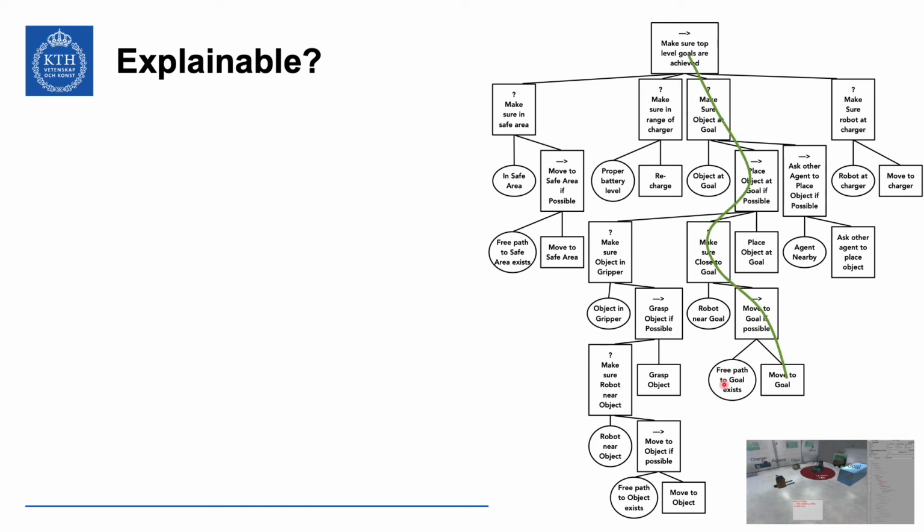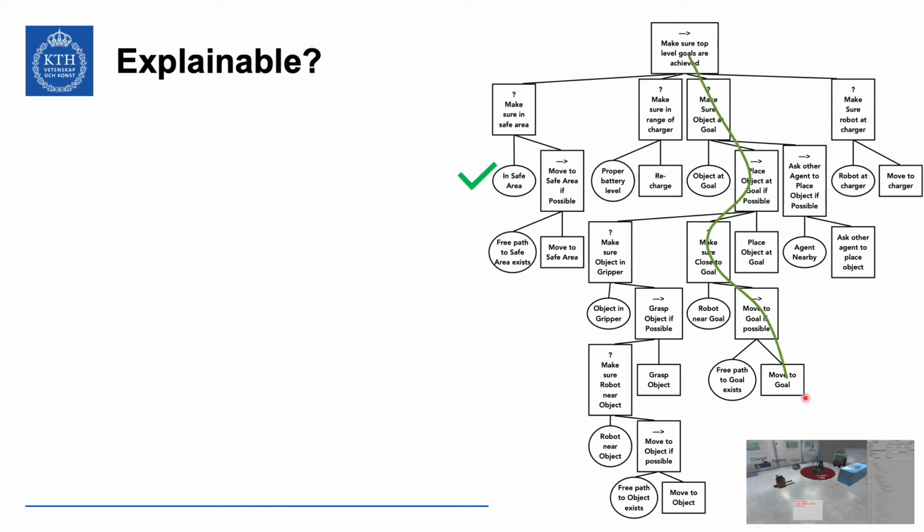So another example, we looked at move to object here. Let's look at move to goal here. Why are we moving to the goal? Well, to make sure we're close to the goal, to make sure the object is at the goal. But we can actually provide more detailed explanations by also saying what important sub-goals we have achieved and what important sub-goals we have not started to look at.